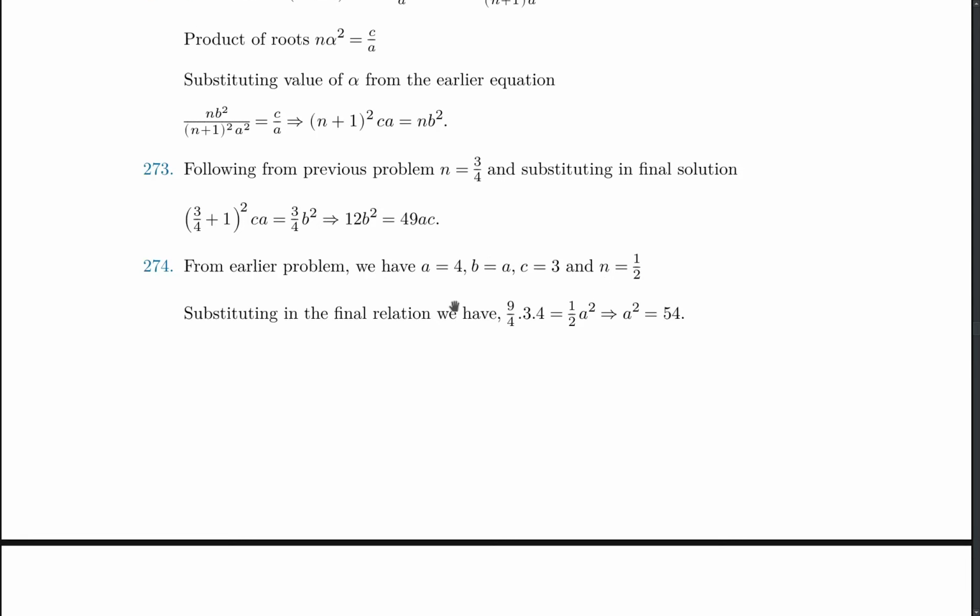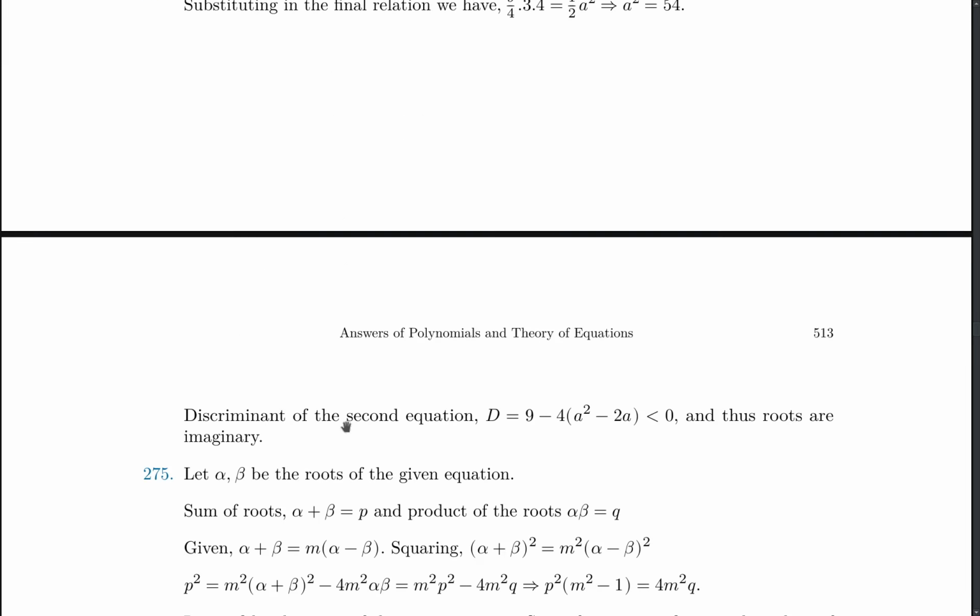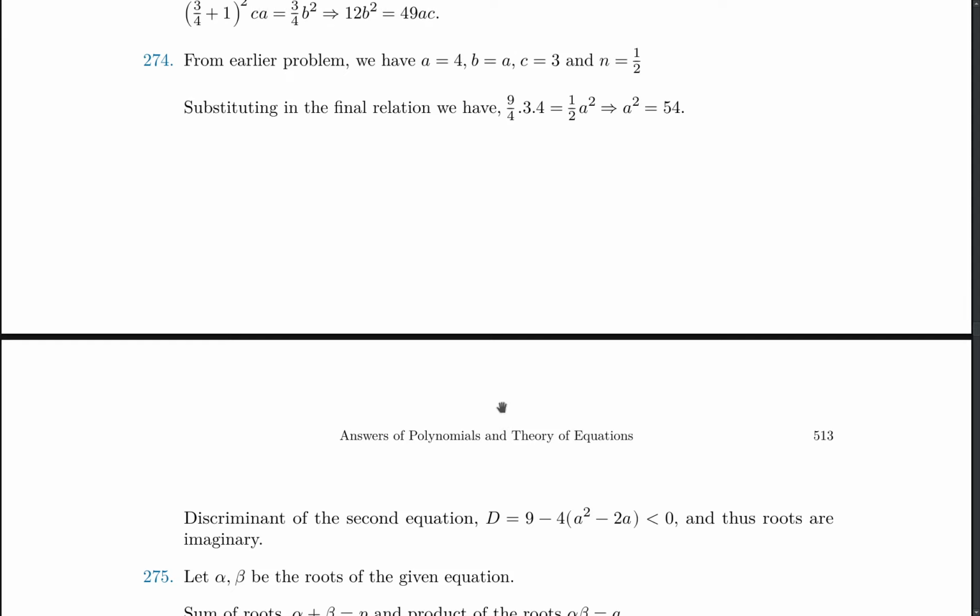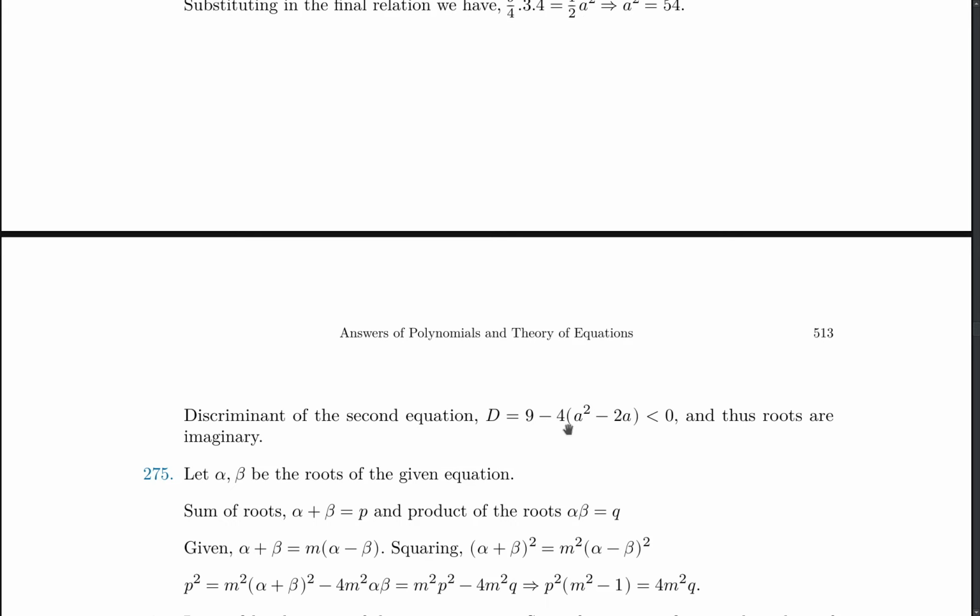Now the discriminant of this equation is 9 - 4a(a - 2), which is less than 0. Thus, the roots are imaginary.